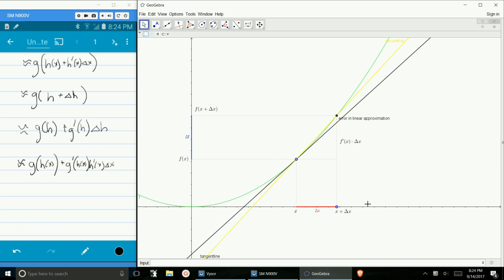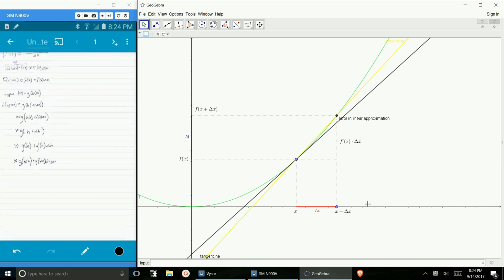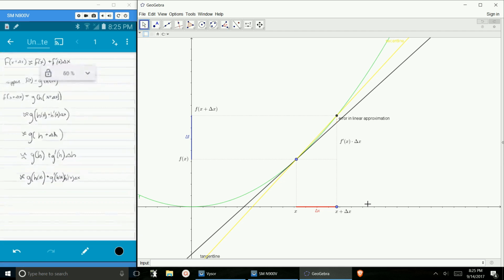Okay, well, what have we got here? We have f of x plus delta x is basically this, okay? But this right here is another way of representing f of x plus delta x. So if I combine those, I get f of x plus f prime of x delta x. That's this thing equals approximately this thing. This is like a summary statement of all this stuff.